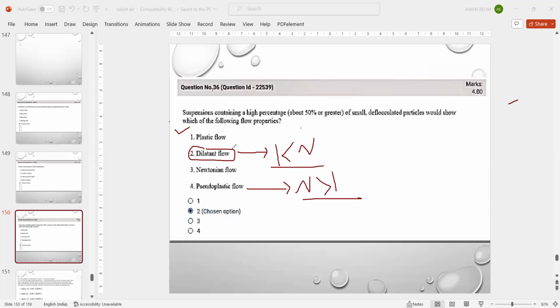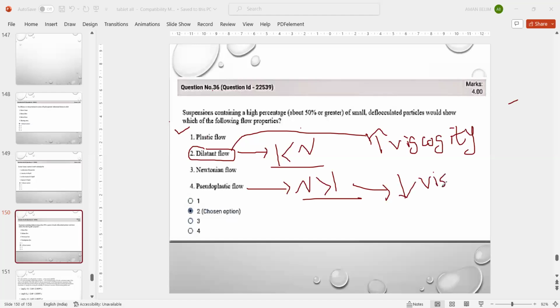Remember that. Okay, and in case of dilatant, the viscosity gets increased. So that's why they are known as shear thickening systems, right? And in case of pseudoplastic, viscosity will decrease. So that's why they are known as shear thinning systems.